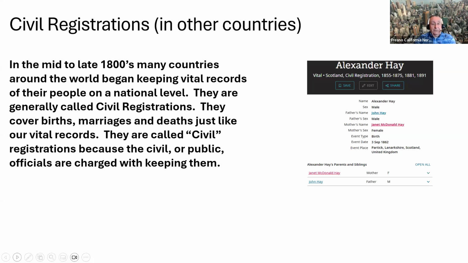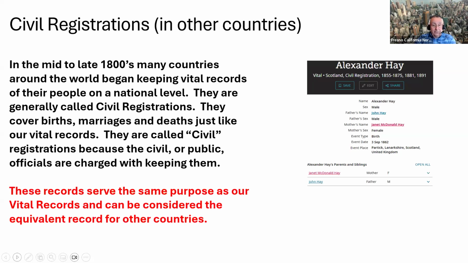They're civil because they're kept by the government. And that's why it's called a civil record or public record. And they basically provide the same basic information that our vital records cover. And their purpose was the same, to help record the people. You see, in this case, one of my wife's ancestors. It gives the child's name, sex, their parents, and the fact that it was a birth, the date of birth, and the location. And so this is a civil registration birth record.